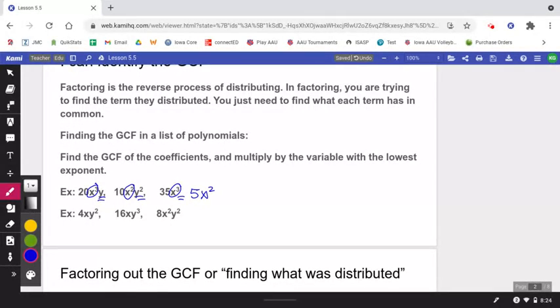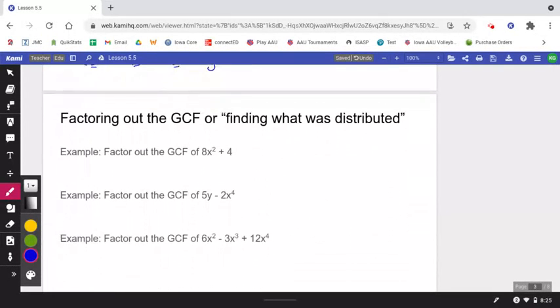On the second one, my coefficients are 2, 16, 4, 16, and 8, and their biggest divisor is 4. And this one has 1x, and 2 x's, so they only have in common 1x. Y squared, y to the third, y squared. They only have in common y squared.